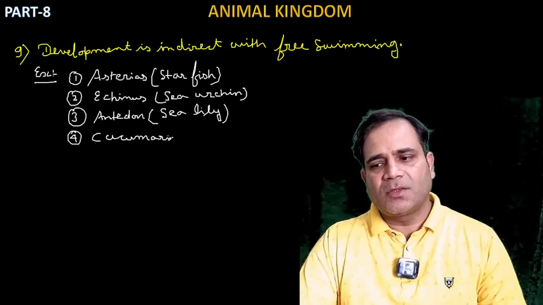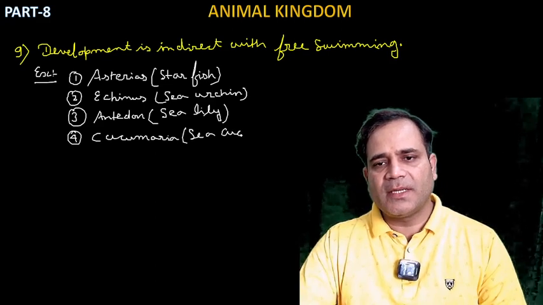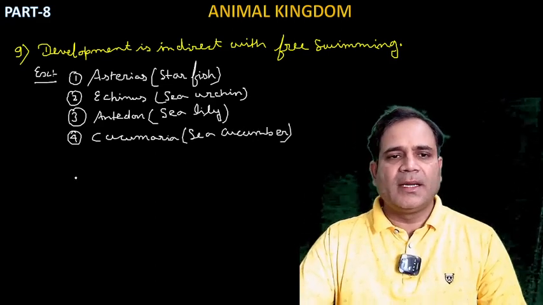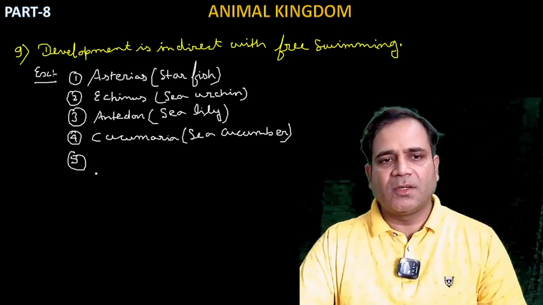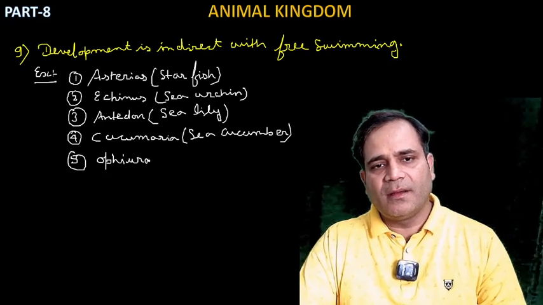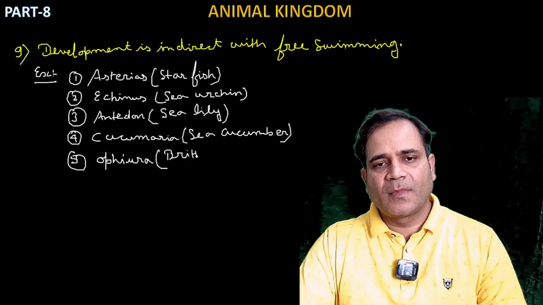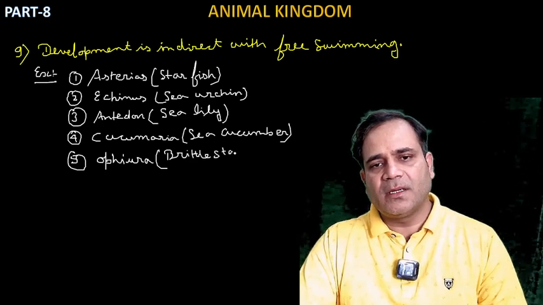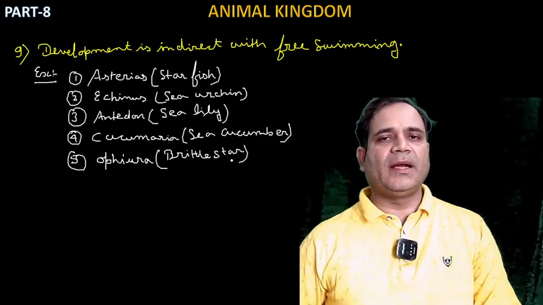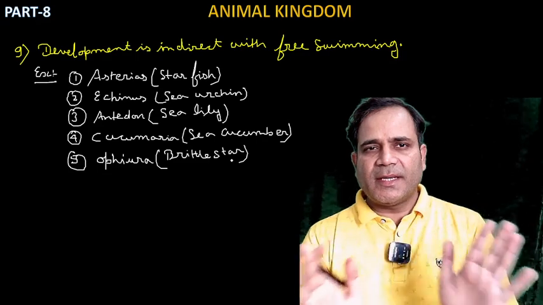Cucumaria. And this Cucumaria is what? Sea cucumber. Correct. And finally, the fifth one is what? Ophyra. That is brittle star. So these all are examples of which phylum? Echinodermata. Clear?